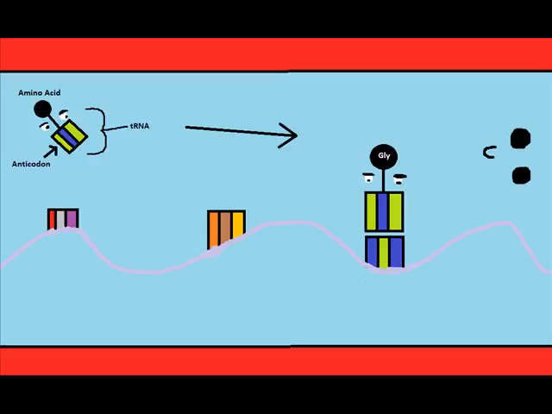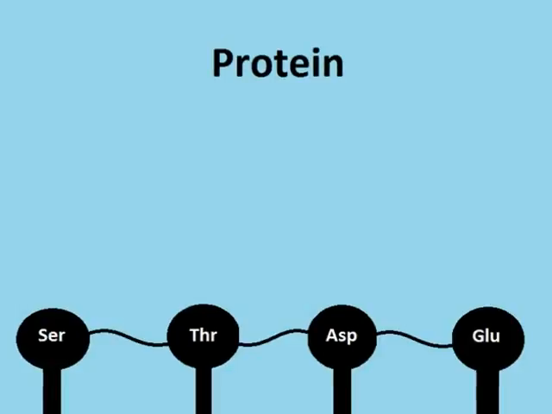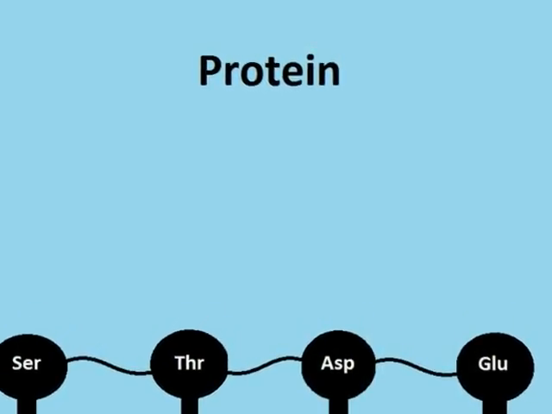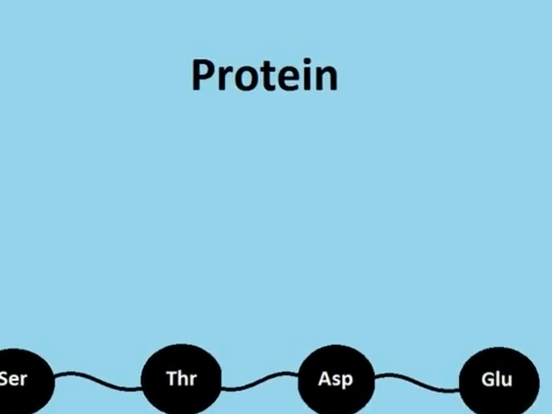Additionally, the tRNA will attach its amino acid to the mRNA. As more and more amino acids bind to the mRNA, they compile to create protein, a polymer of amino acid monomers. The protein can then be used for cellular processes.